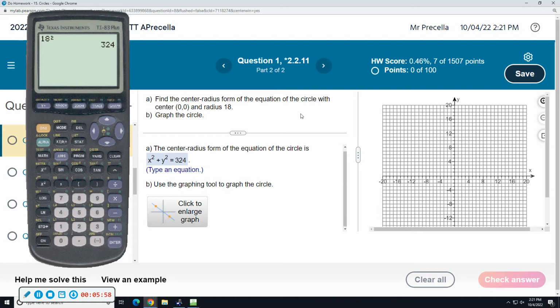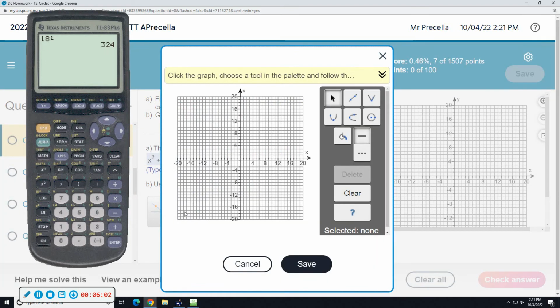18, and spin the circle around. That's what this graphing tool does here. We've got to say, which one do you think? It says to choose the tool. Which one do you think we're going to use? The one that looks like a circle. Yeah. Okay, so click the circle tool.